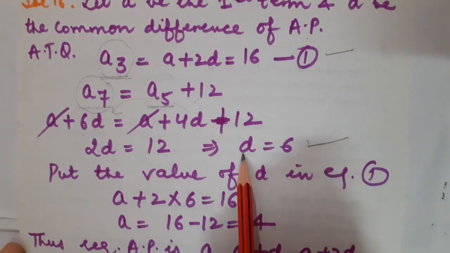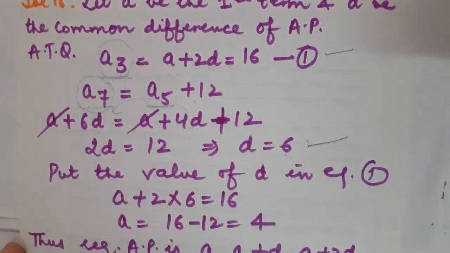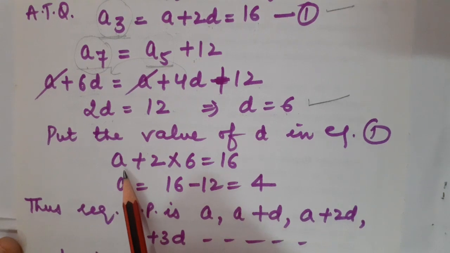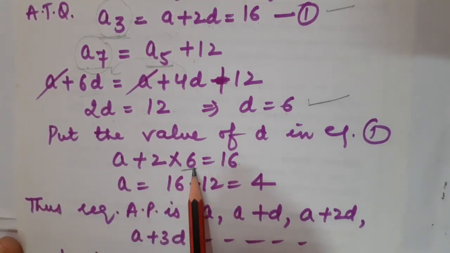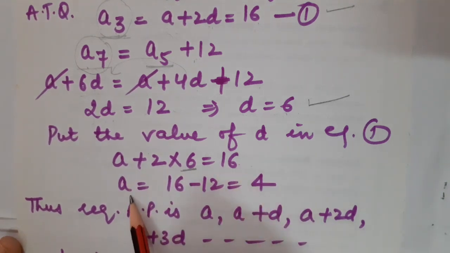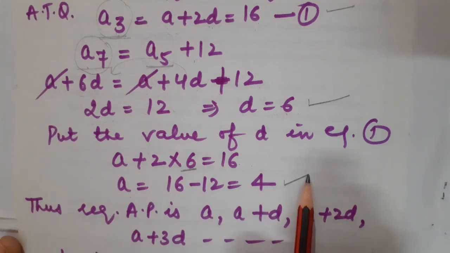Fine. Now I am going to substitute the value of D in equation number 1 so that I can calculate the value of A. Equation number 1 is A plus 2D is equal to 16. At the place of D I put 6. It becomes A plus 12 is equal to 16. So A is equal to 16 minus 12, that is 4.